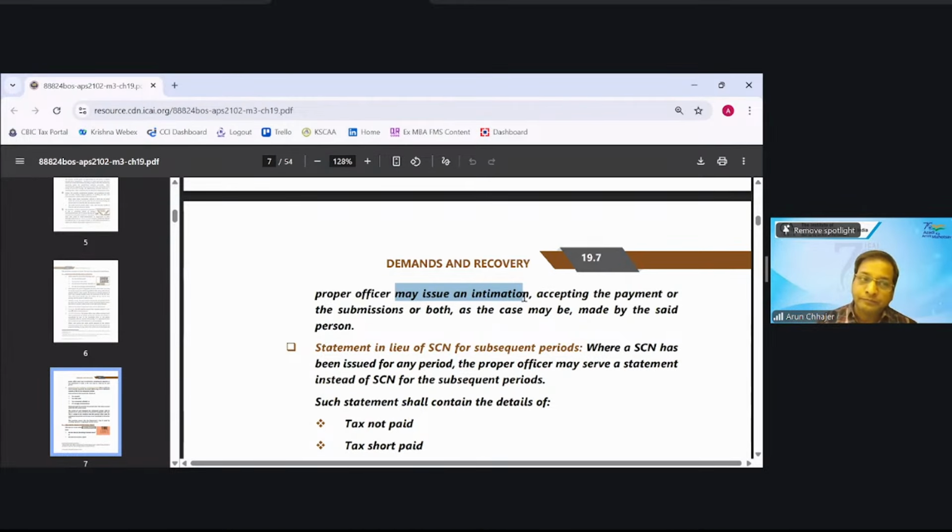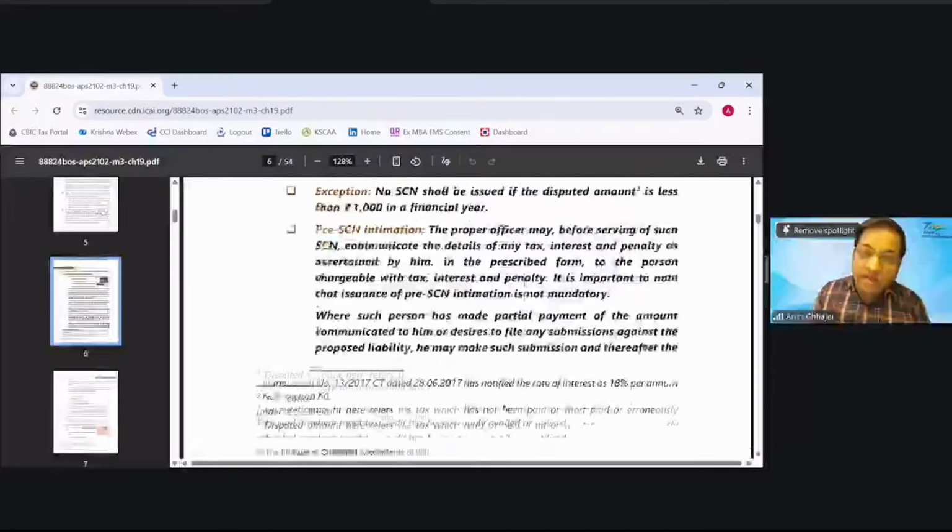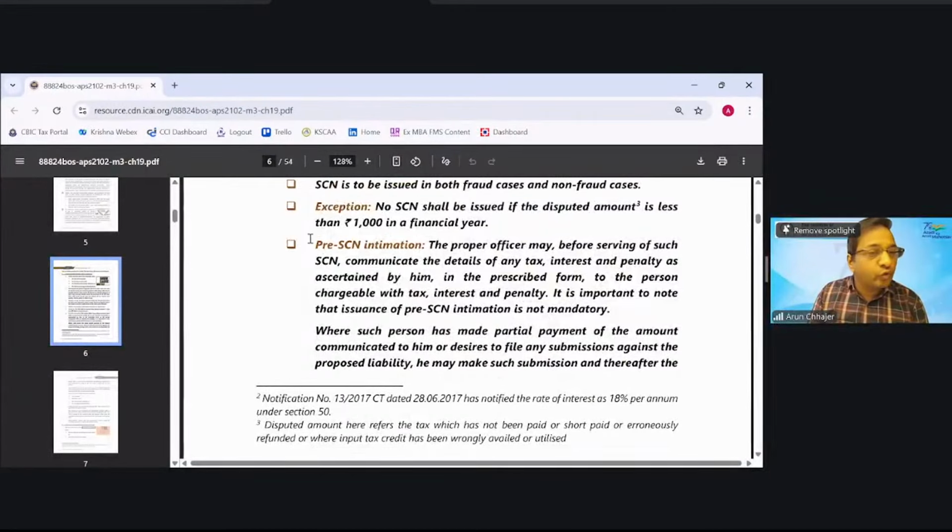मतलब क्या हुआ? See, there is a demand of 8 lakh rupees. So officer may, please note, earlier the word was shall. And after that, they've replaced the word with may. What is the difference between shall and may? Shall means mandatory, may means optional. Where have they replaced it? They have replaced it with the issuance of the pre-show-cause notice intimation.